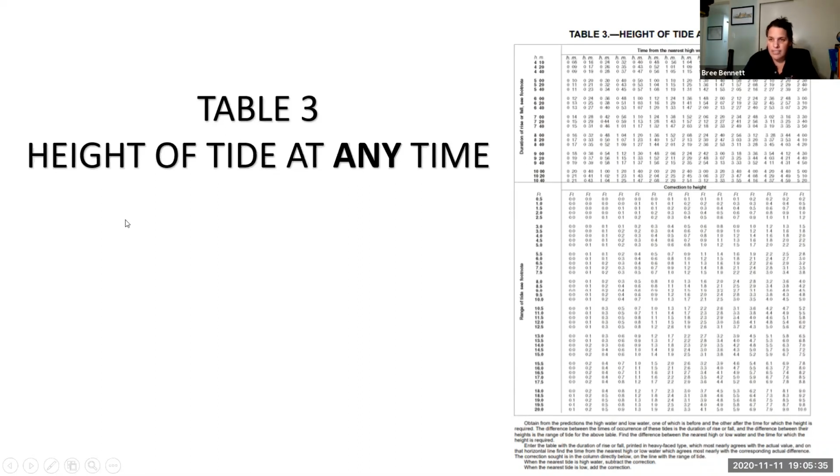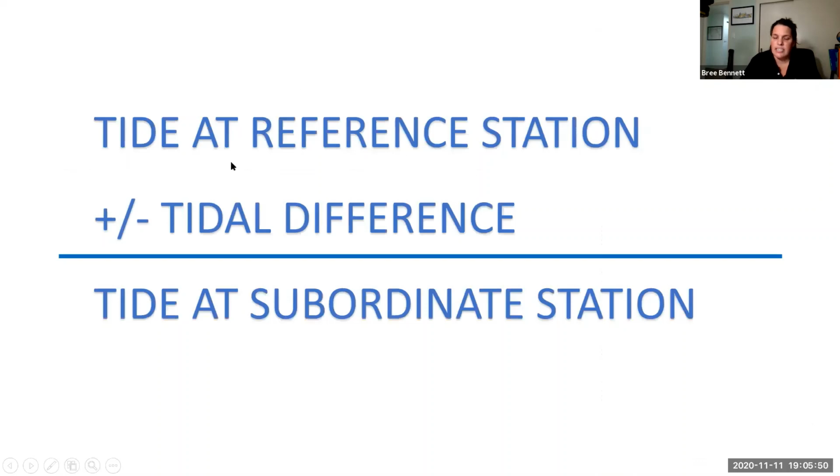Okay, before I dive into this table, is that making sense so far? Do we have any questions on that? On kind of this tide at the reference station, apply our tidal difference, which comes from table 2, and we get what the tide is at the subordinate station. Bree, I'm not very clear on table 3.